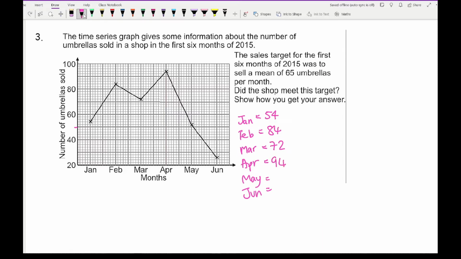In May, I would say that's 52. And in June, I would say that's 26. So what we need to do is work out the average, the mean of those 6 numbers. So again, going back to working out the mean, I need to add all those numbers up.